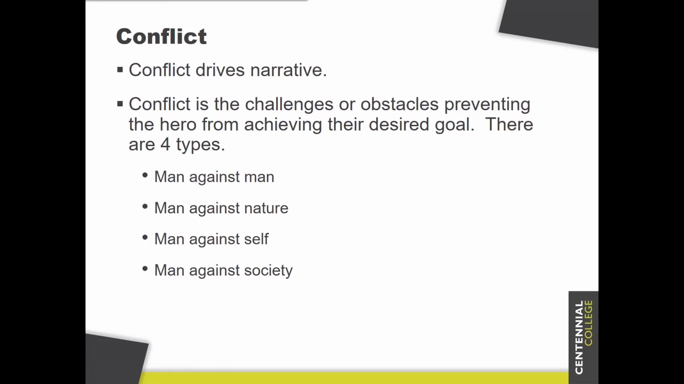But again, there are 4 different types. And basically, conflict is challenges that stand in the way of the hero achieving a particular goal or objective. That's what it comes down to. And as we already said, that's an extremely important part of narrative. So there are 4 types. I have written here man against man, man against nature, man against self, and man against society.